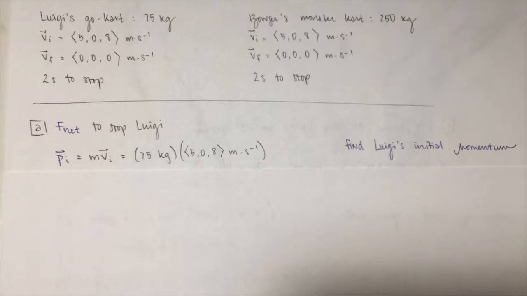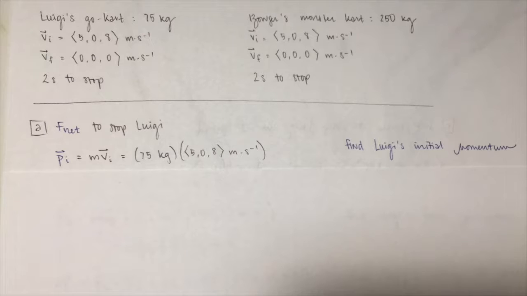The first part of the problem wants us to figure out the net force needed to stop Luigi's go-kart. To do this, we first need to find the initial momentum of his go-kart. This is because we will be using the momentum principle later to solve for F net, or the net force.